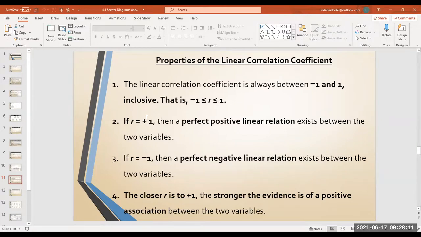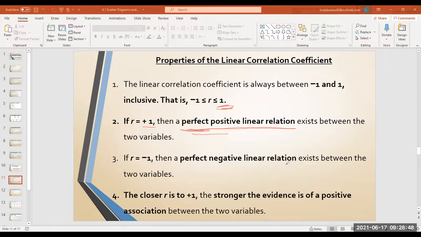If after calculating R you get +1, we call it perfect positive. If you are getting exactly 1, then that's perfect, and because it's positive, a perfect positive linear relation exists between the two variables. If you are getting -1, this is the beginning point. That will be a perfect negative linear relation. It exists between the two variables.